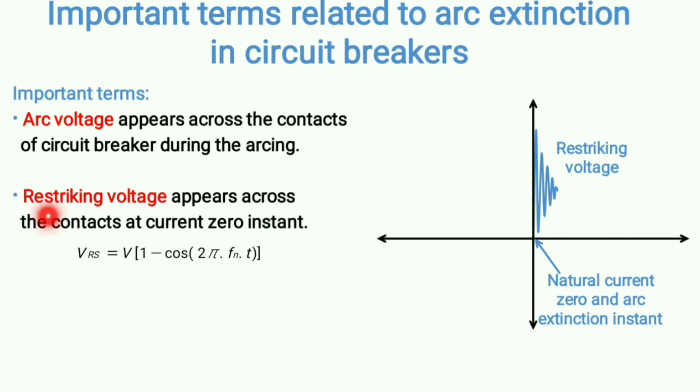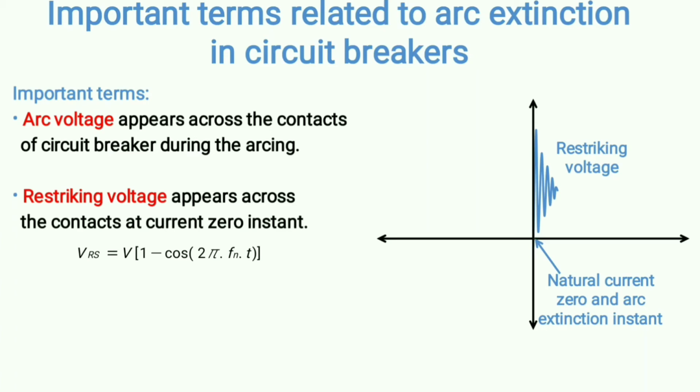Okay, so as I have written here, restriking voltage appears across the contacts at the current 0 instant, and it can be expressed by this expression. As you can see, it depends on V, that means the normal system voltage, and Fn, that means the natural frequency. Okay, so after that what will happen?